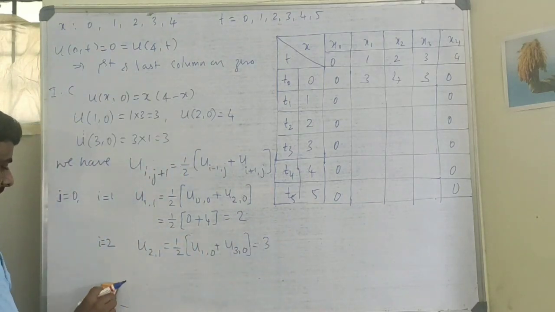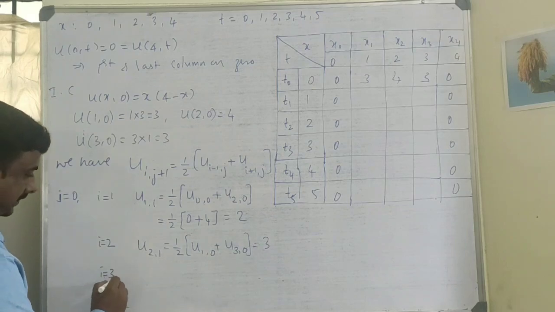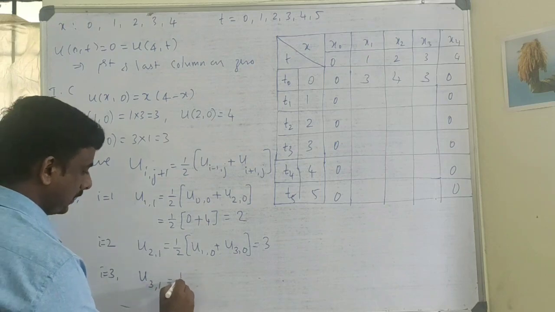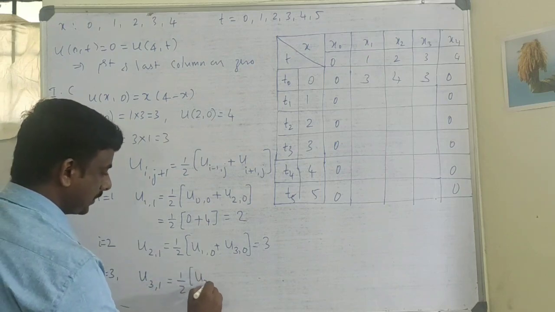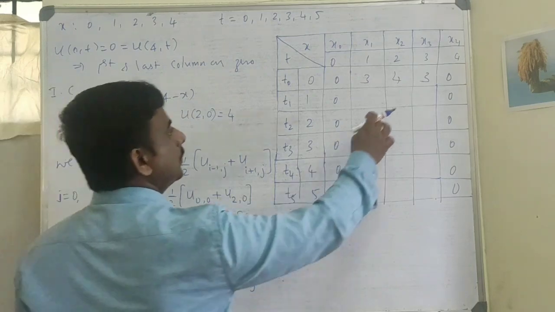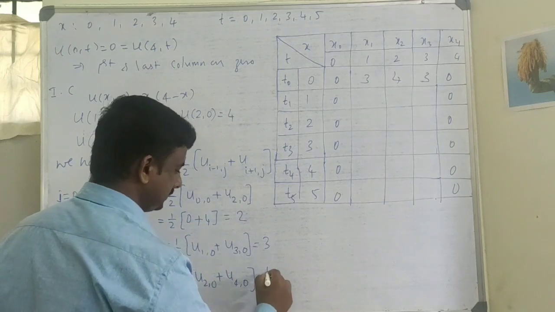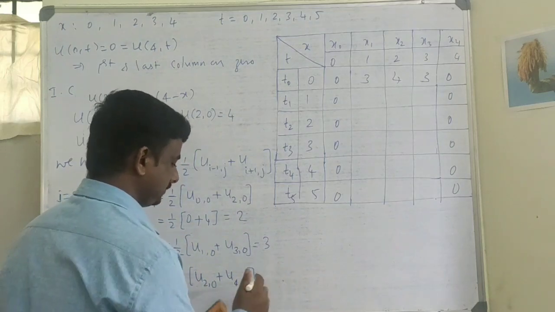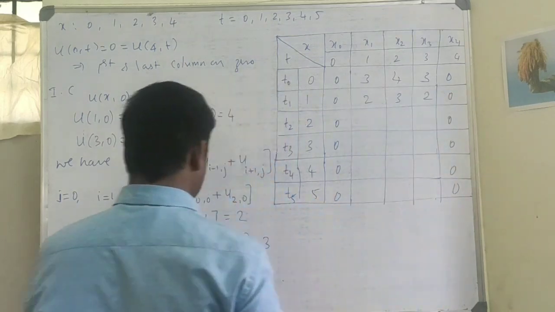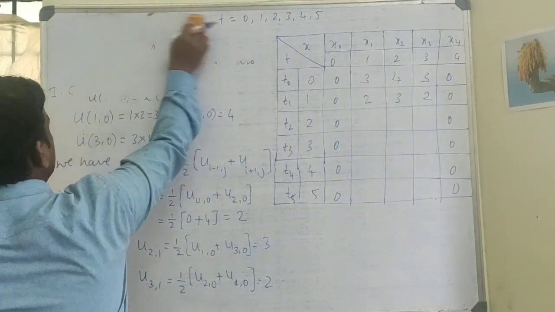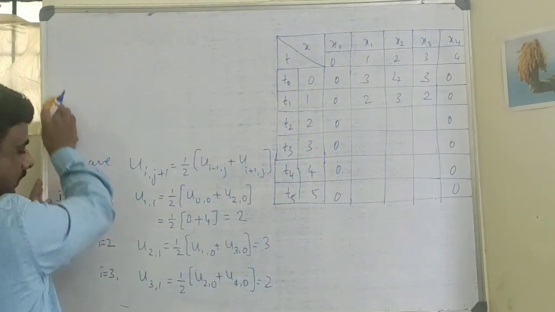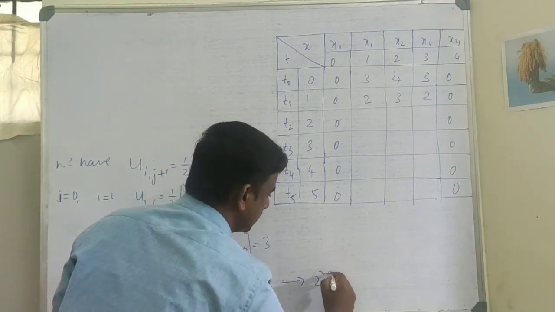Next, take i equal to 3. u(3,1) = 1/2 [u(2,0) + u(4,0)]. That is 4 plus 0 by 2, that is 2. So I got 2, 3, 2. So that completes the second row.